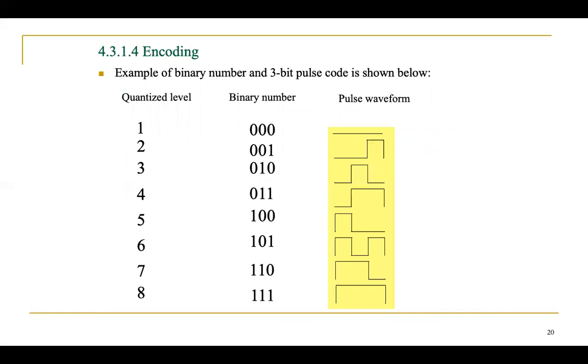So this is an example of binary numbers and a 3-bit pulse code. The first quantized level, the binary number is 000. So the pulse waveform is something like this, 000. Next, quantized level 2, the binary number is 001. Then the pulse waveform is 001, and so on. This is encoding.